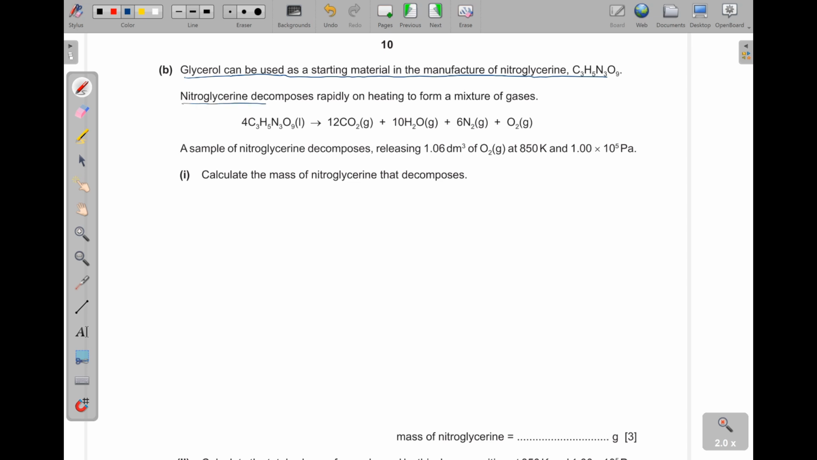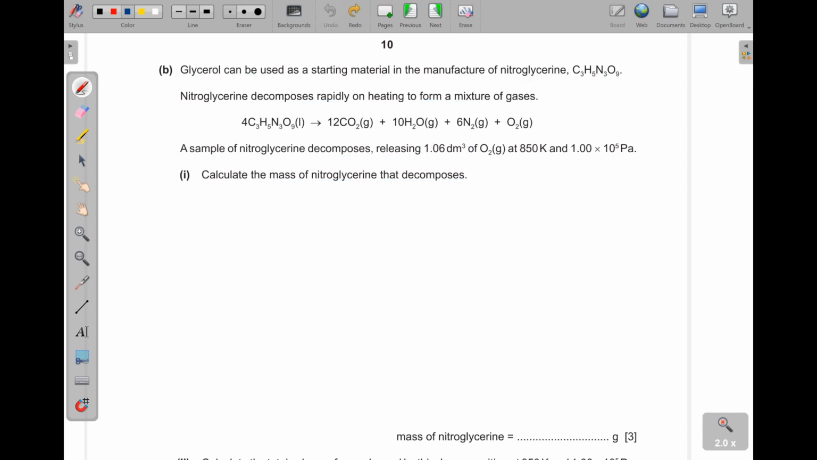Nitroglycerin decomposes rapidly on heating to form a mixture of gases. This is the one here. A sample of nitroglycerin decomposes, releasing 1.06 decimeters cubed of oxygen at 850 kelvins and 1 times 10 to the power of 5 pascals. Calculate the mass of nitroglycerin that decomposes.